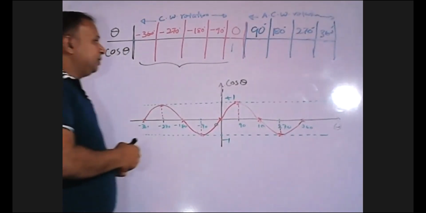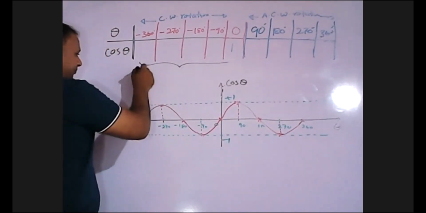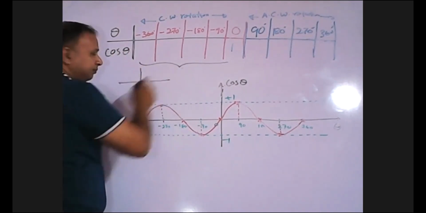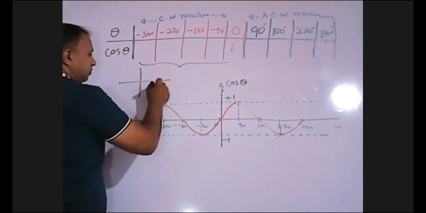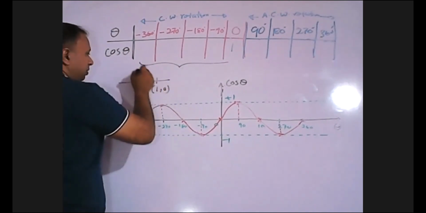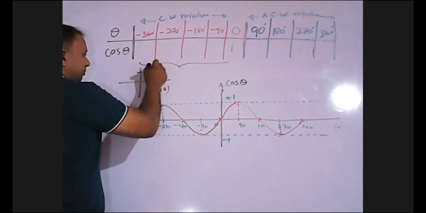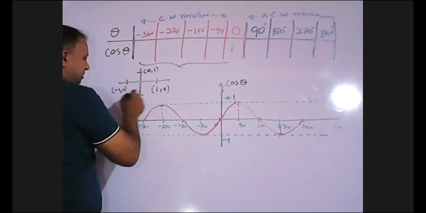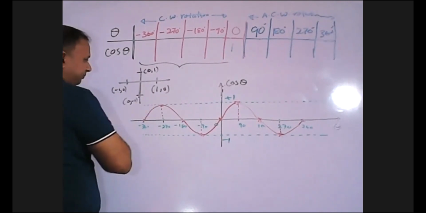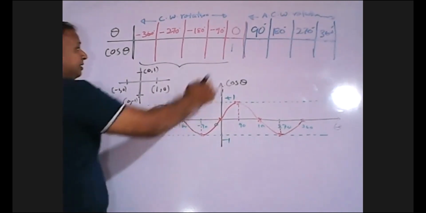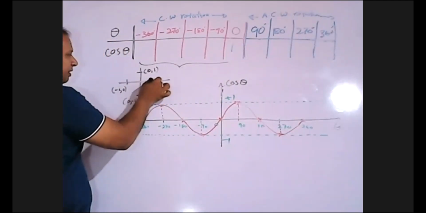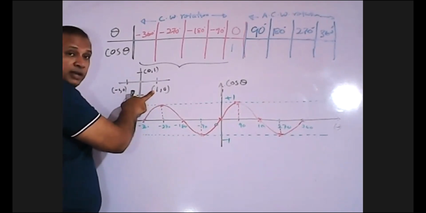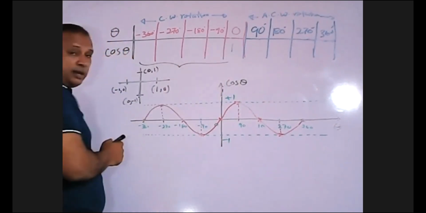Okay, I will draw the unit circle. This is 1, 0. This is 0, 1. This is minus 1, 0. This is 0, minus 1. Look at this. When theta is 0, x value is equal to 1. Therefore, cos 0 is 1.